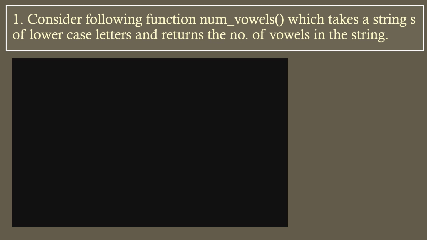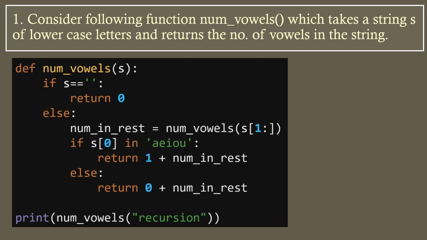So you can see the function num_vowels is defined like this. It is taking the string s as its parameter. Now the base case is like this: if s is equal to null or empty string, then it has to return 0. Otherwise, num_in_rest is another variable which is assigned with the recursive function call, that is num_vowels, and here the parameter is s[1:]. That means the string s will be starting from index number 1 till the end of the string.